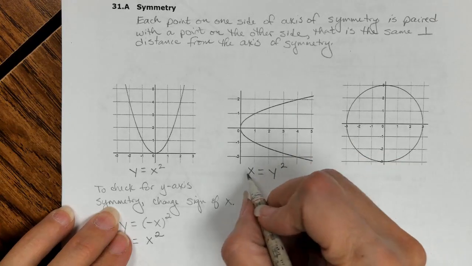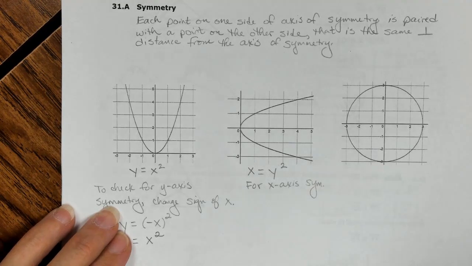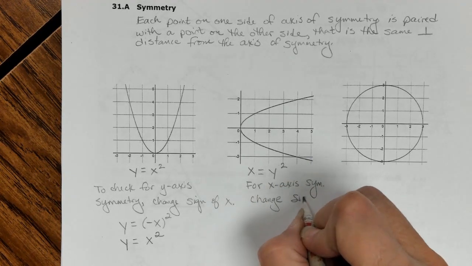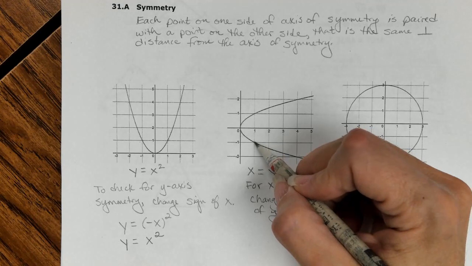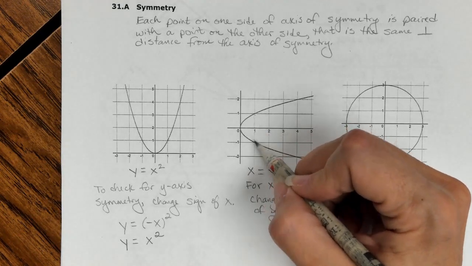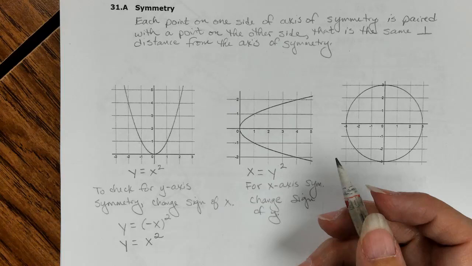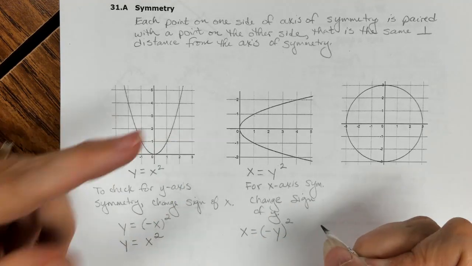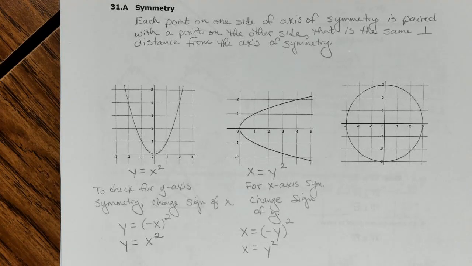And to check for x-axis symmetry, I'm going to abbreviate this a little more. For x-axis symmetry, we're going to change the sign of y. So it's the opposite one. And it's for the same reason. If we have y could be -1 or +1, x is 1 in both of those cases. So it should turn out to be the same equation if it truly is symmetric with respect to the x-axis. Now instead of squaring y, I'm squaring -y. And same thing, that simplifies to this. Totally matches. Yes, it is symmetric with respect to the x-axis.